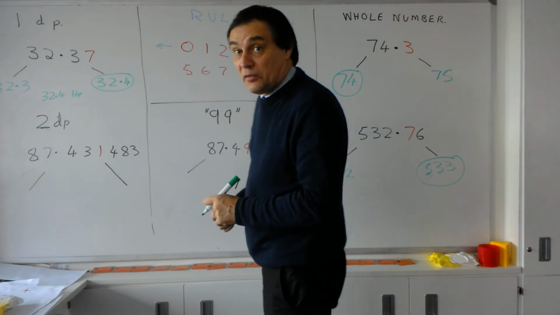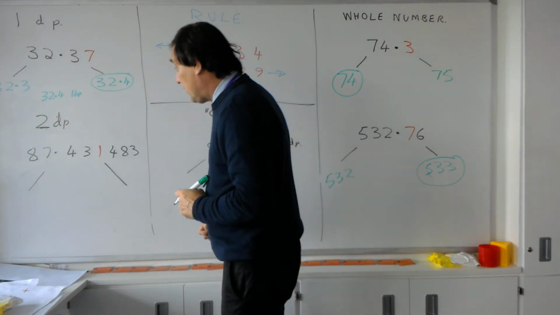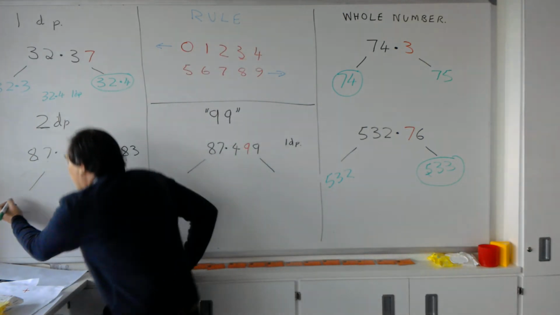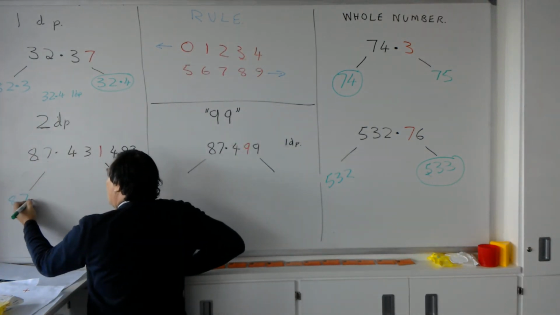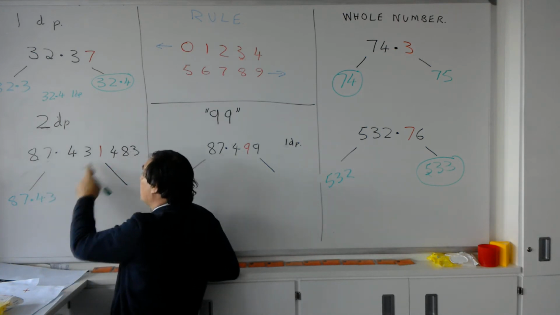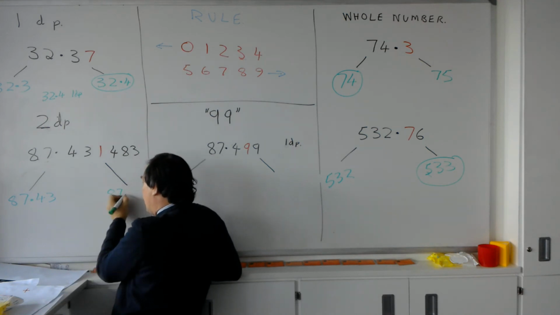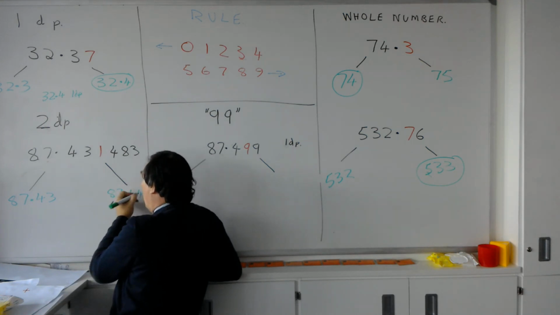Okay, let's do it with two decimal places this time. In other words, it means I've got to have two numbers after the decimal point of my answer. So I'm going to have 87.43, because here are my two numbers after the decimal point. And then one up from there is 87.44.